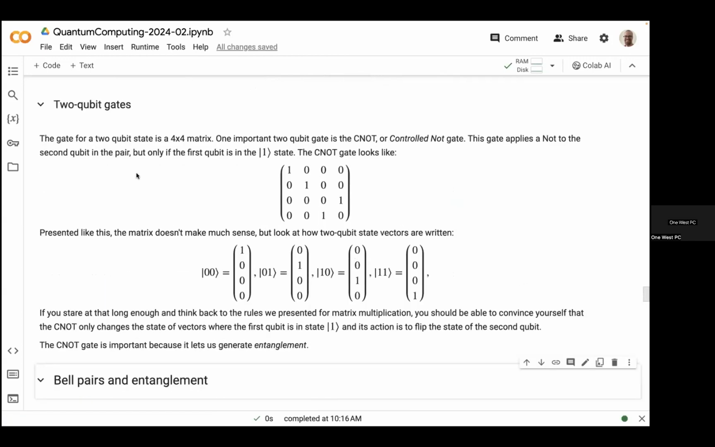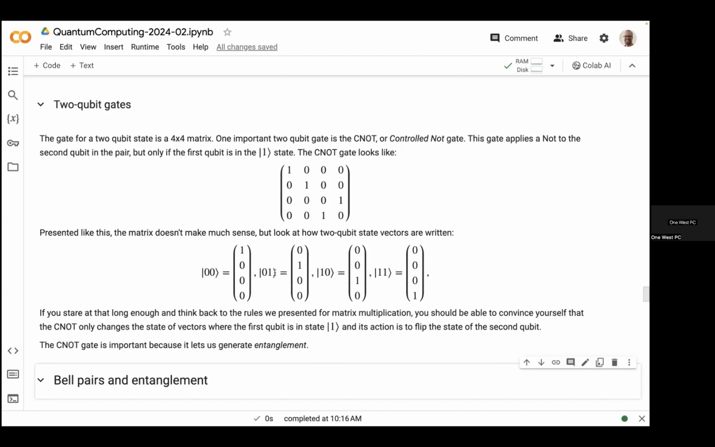to the second qubit in the pair, but only if the first qubit is in the 1 state. The CNOT gate looks like this. You have 2 1s on the diagonal, and then you have 0s finishing the diagonal, and you have 2 off-diagonal 1s down in the bottom quadrant, right? Presented like this, maybe it doesn't make sense, but if you think about how 2-qubit state vectors are written, and I think these were exercises up above: 0,0 is 1,0,0,0; 0,1 is 0,1,0,0; 1,0 is 0,0,1,0; 1,1 is 0,0,0,1.